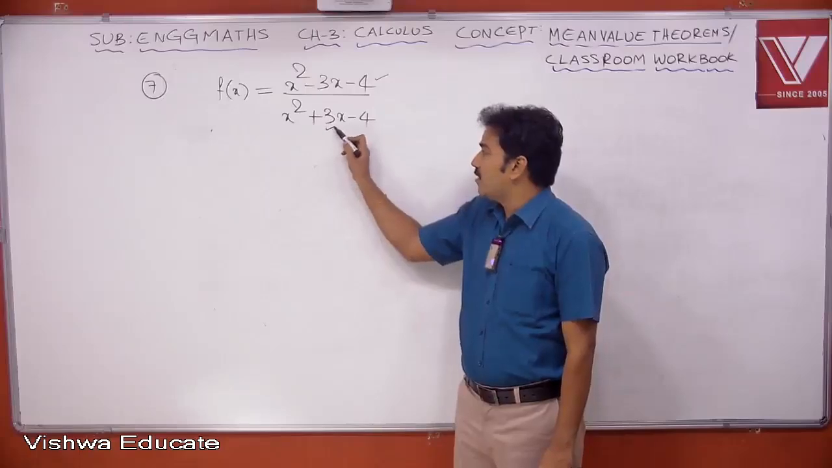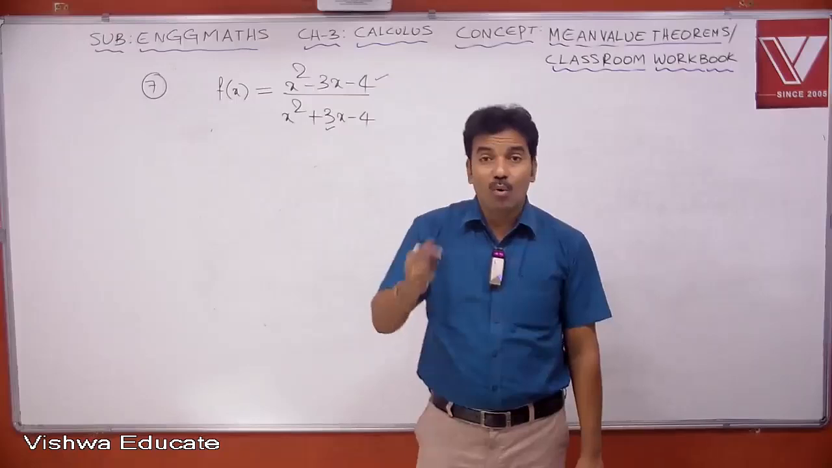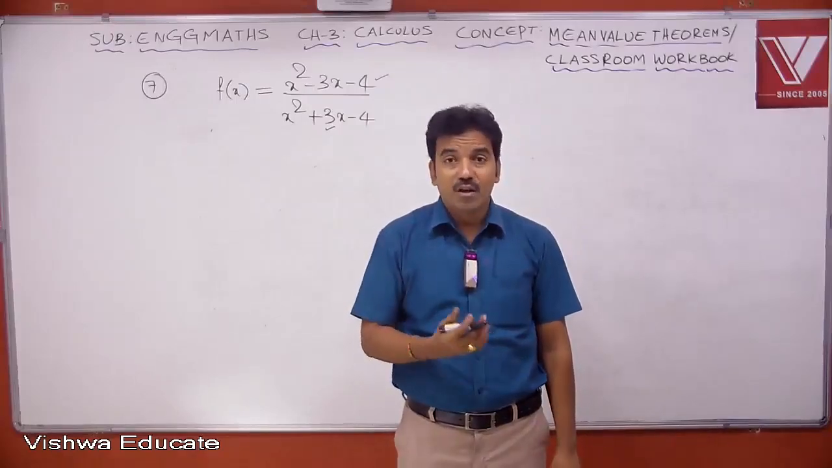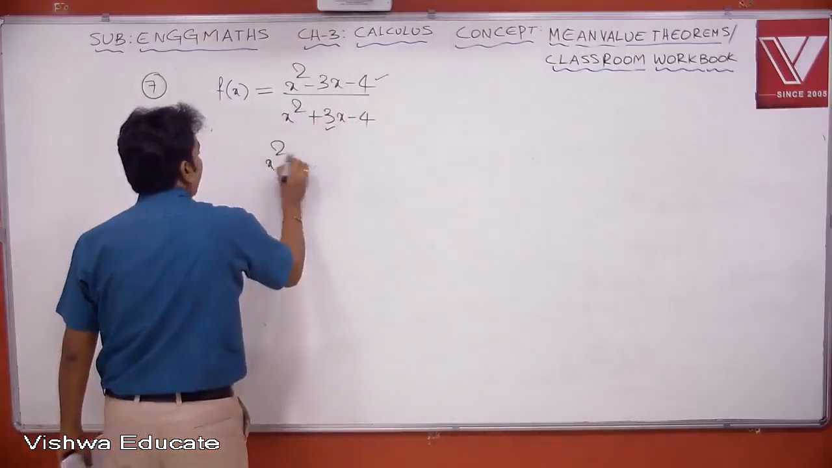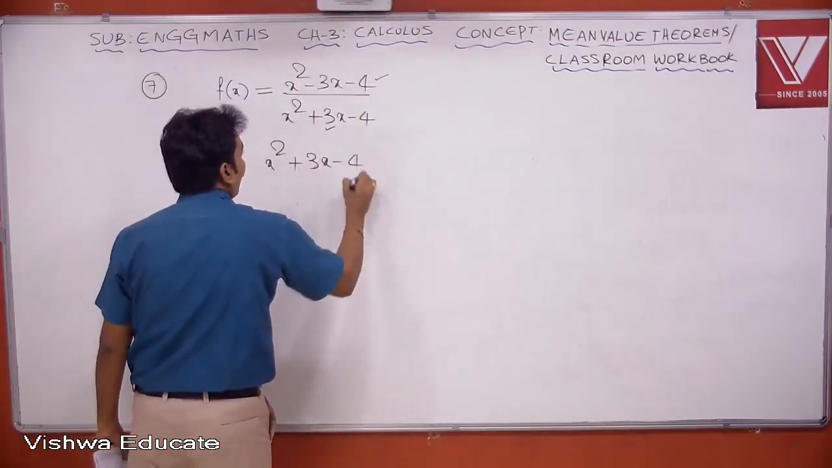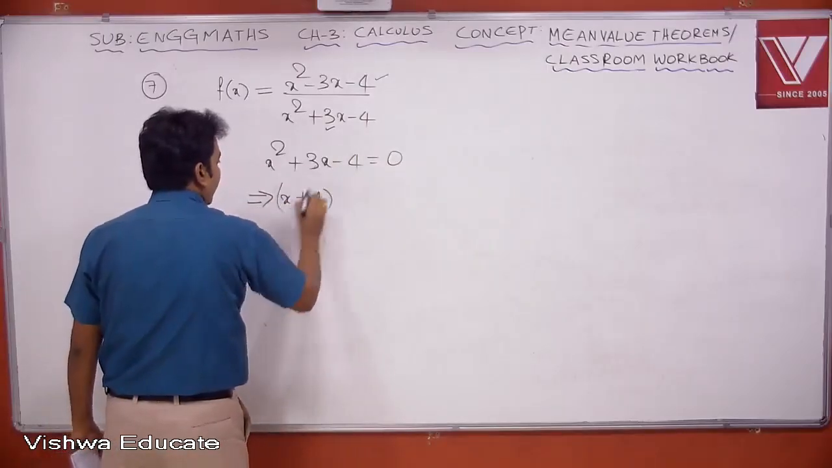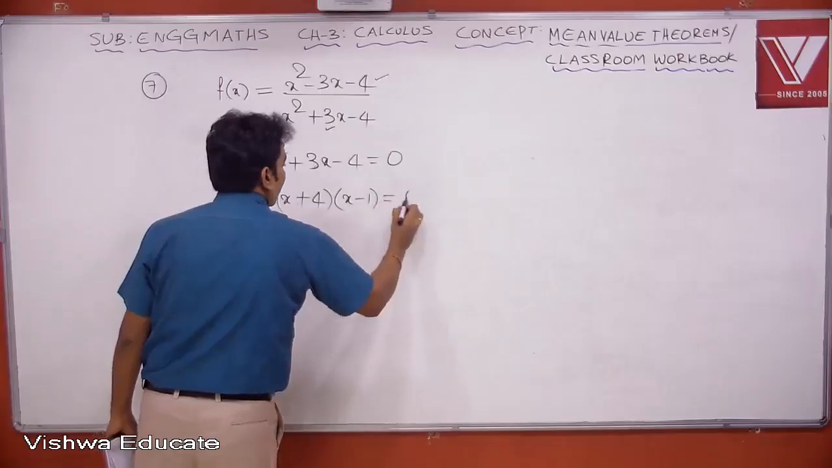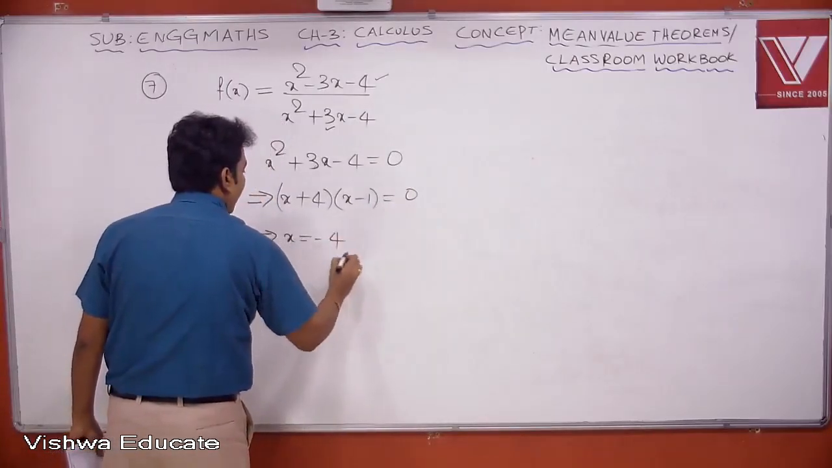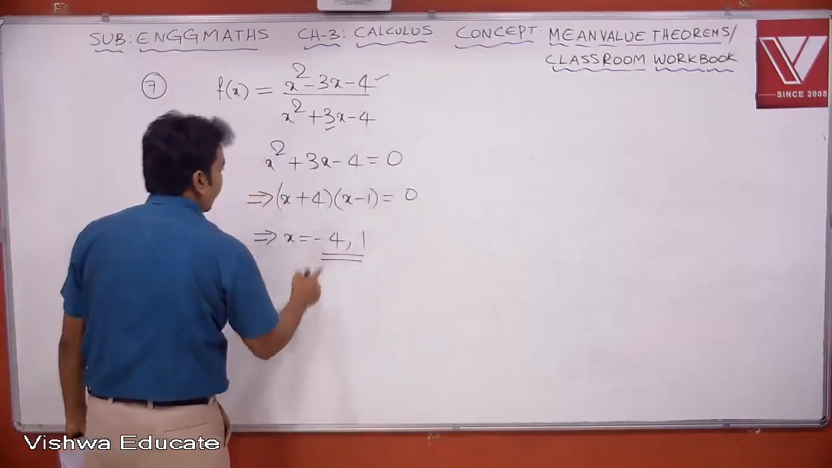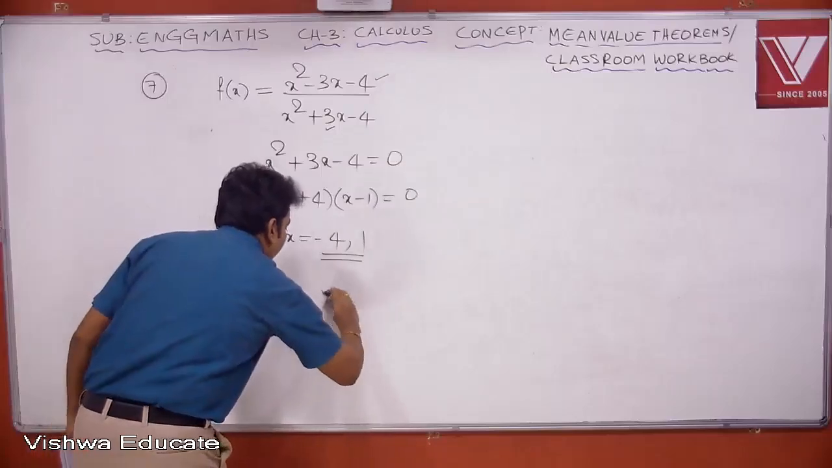But here this is written in the denominator part. So at those points where the denominator equals 0, the overall function becomes discontinuous. Not continuous means discontinuous. So make this denominator equal to 0. x square plus 3x minus 4 equal to 0. This implies, by factorization, x plus 4 into x minus 1 equal to 0. Now this implies x values are minus 4, 1. So at these points only the function is not continuous, minus 4, 1. So option C is right.